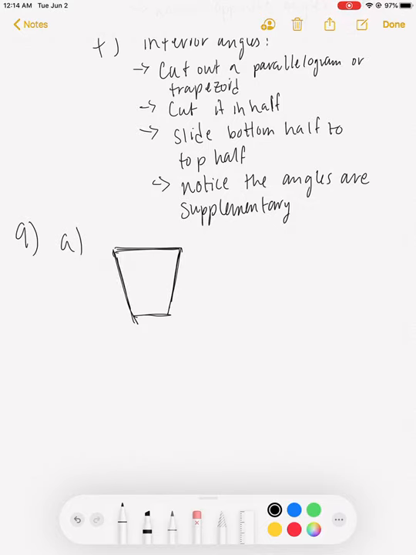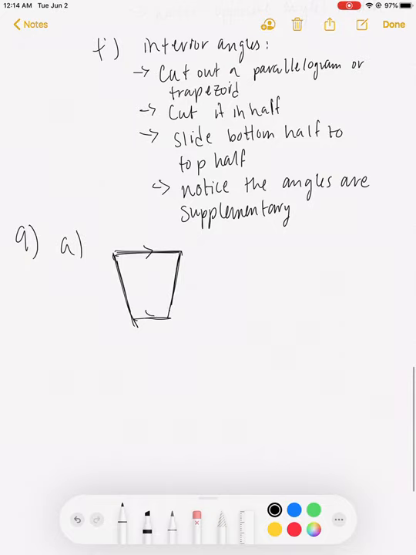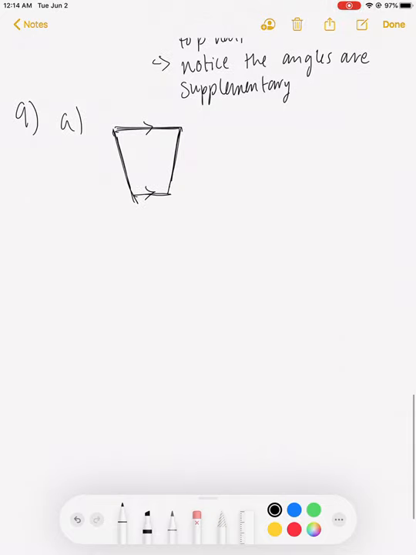Okay. We are also given that the sides are parallel. Okay. And if there's only 2 sides that are parallel, we call this a trapezoid. Okay? A quadrilateral with one set of parallel sides.